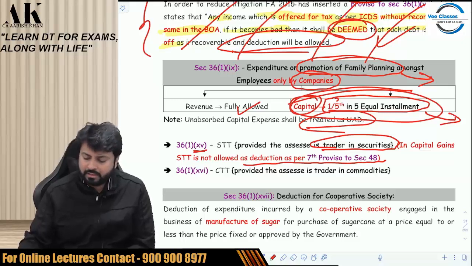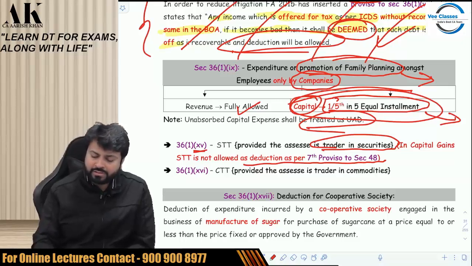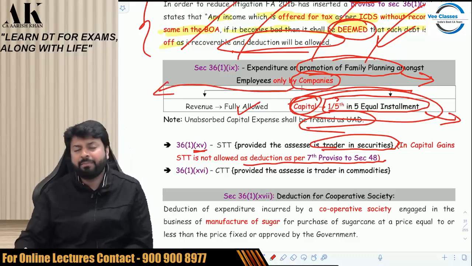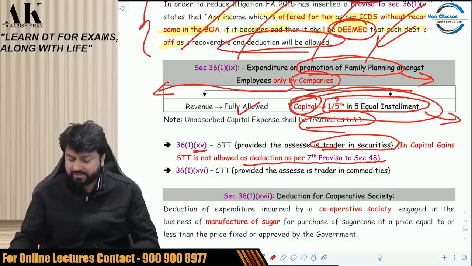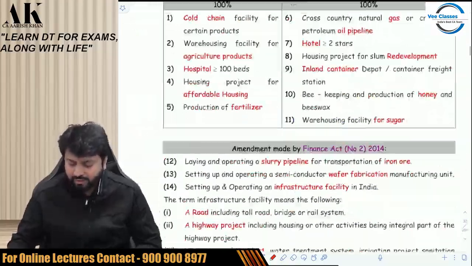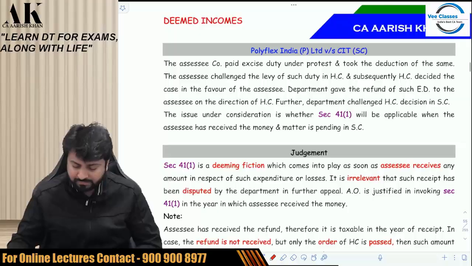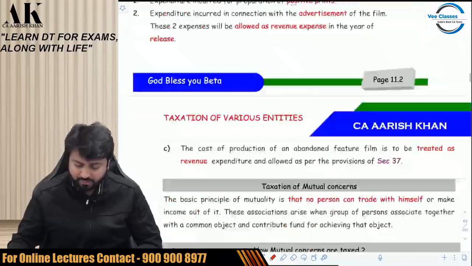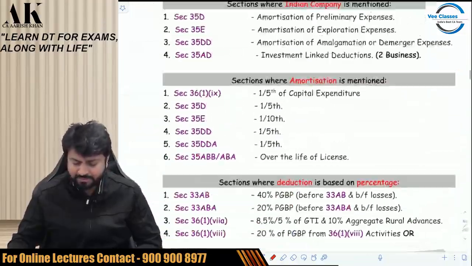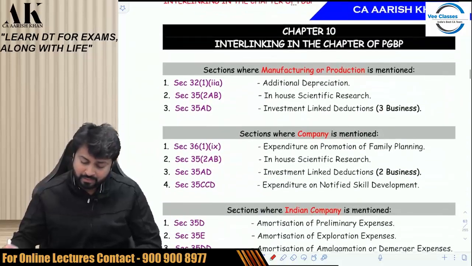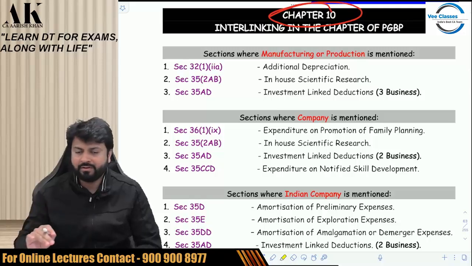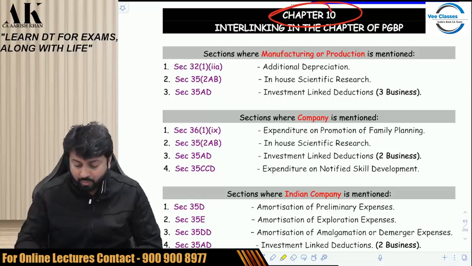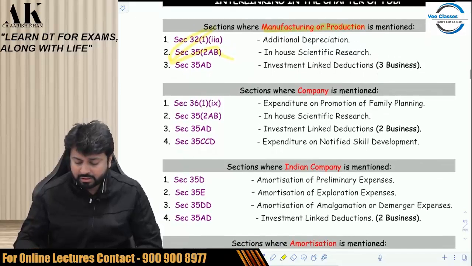Okay. Now, here I would like to say one thing. Company. There are many other sections where the word company is used. Sir, which are those sections? We have not done them so far. This is our first section so far. But I have made a list over here for your reference. The entire interlinking of the PGBP chapter. If you come to chapter number 10 in your textbook, entire PGBP is linked in 1 or 2 pages. What are the sections where manufacturing or production is written? What are the sections where company is written?